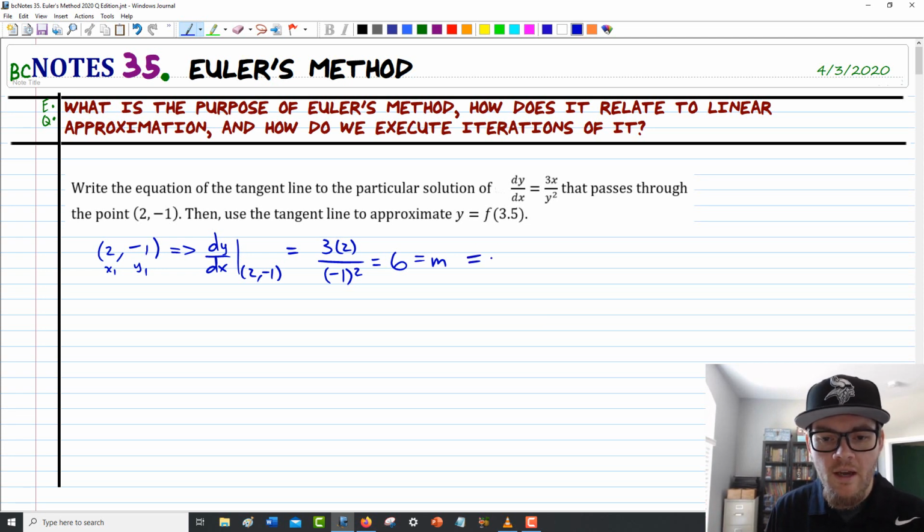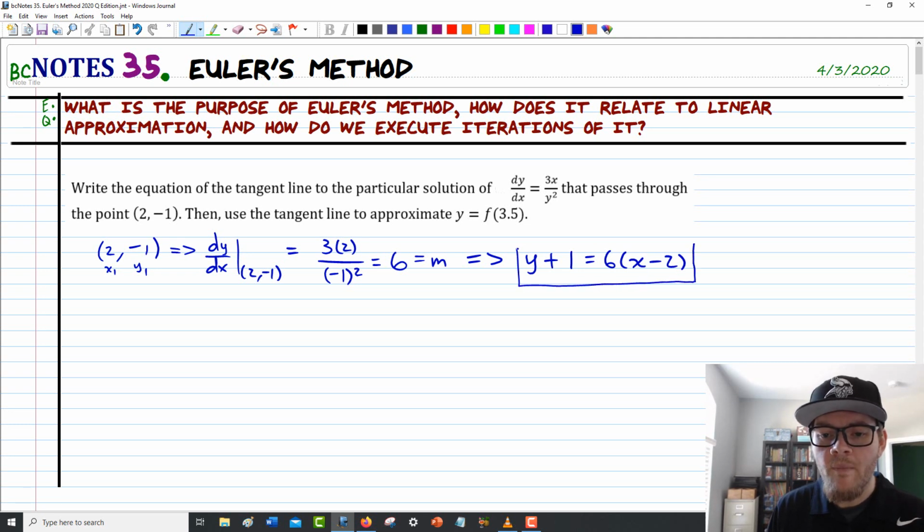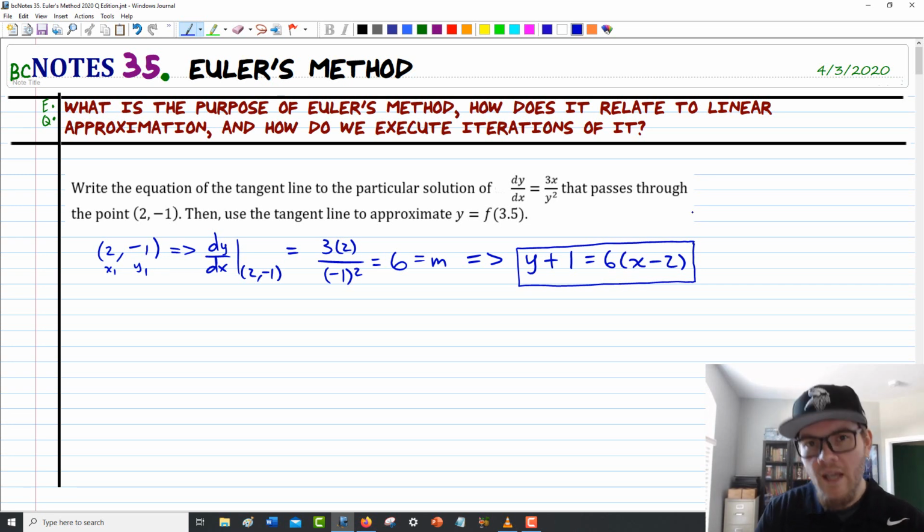And in fact, from here we can now construct our tangent line, which is going to be y minus negative 1 equals 6 times the quantity of x minus 2. So that answers the first portion of our question. Truthfully, as exciting as it is to write tangent lines, that's not really what Euler's method is all about. It's just kind of the start of Euler's method.